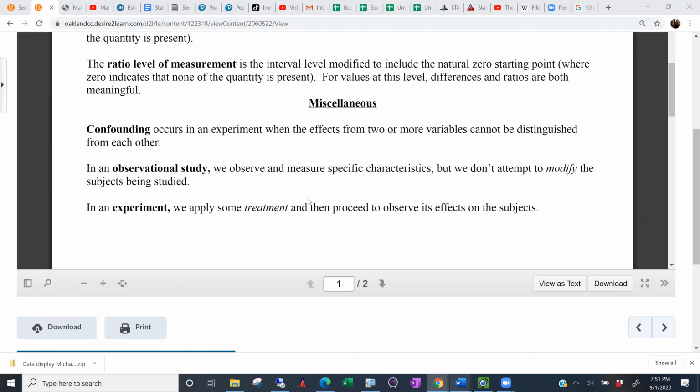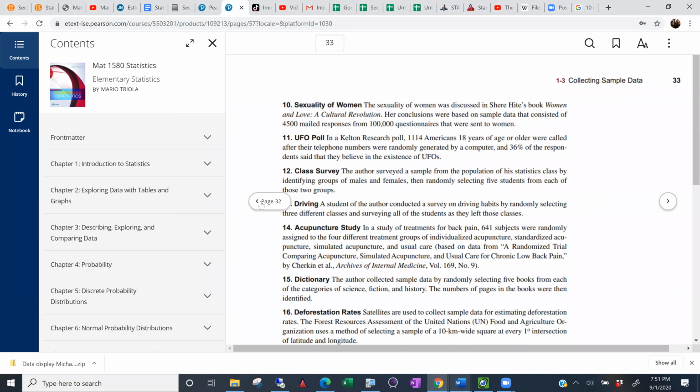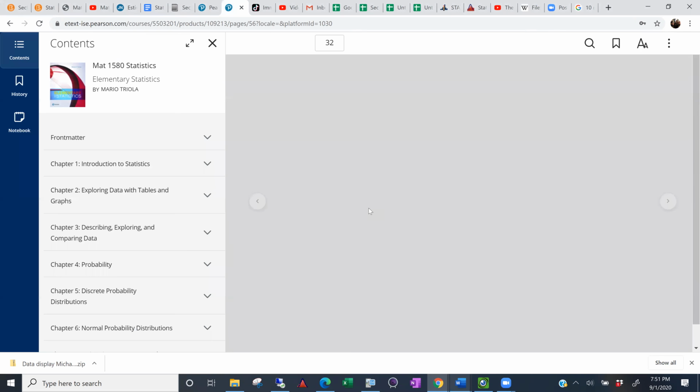So let's take a quick look at a couple problems on experiments and observational studies. Let me back up because I think there's an early problem we can get, maybe number 6.